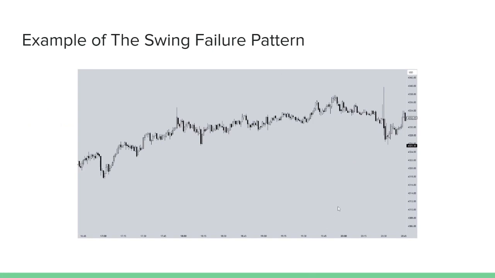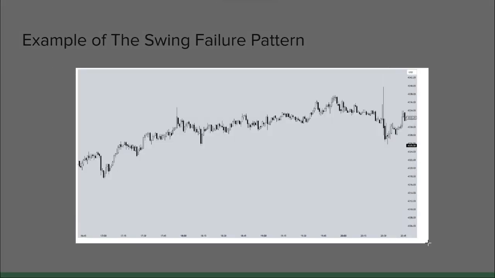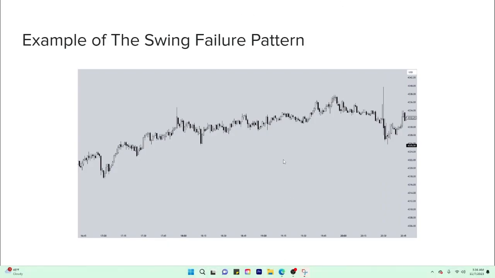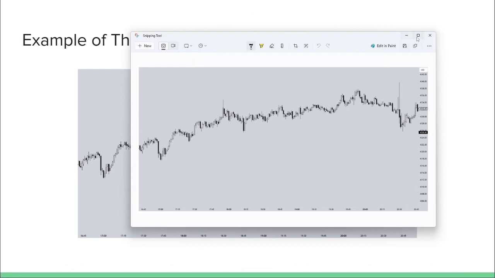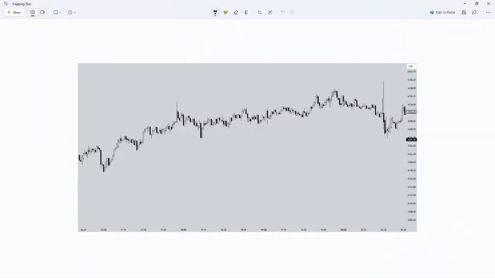Now, I'm not going to go through all of the SFPs in this range just because I do believe there's quite a lot of them if I remember correctly, but we will go over a few. I find that in trad markets this works especially well, and especially in tight consolidations.